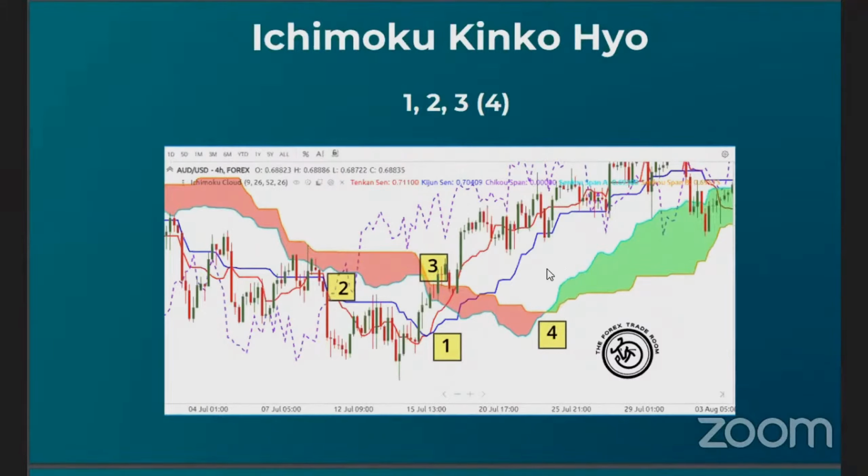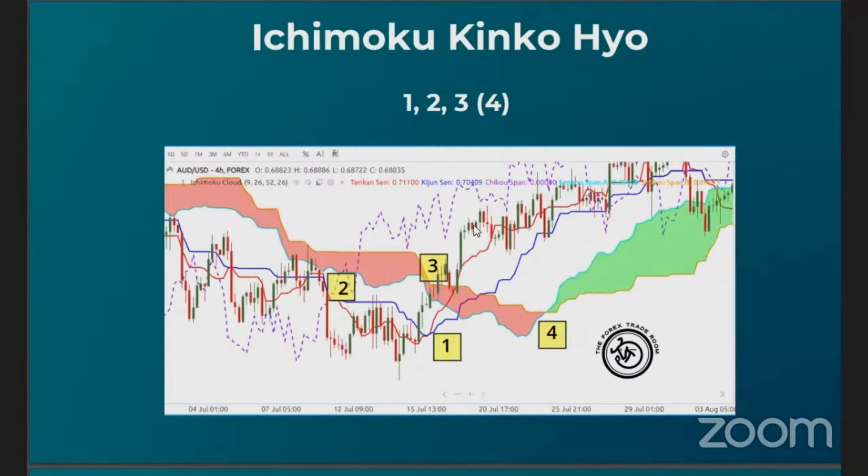Now a 5th thing, if you want extra confirmation, is you want to also wait for this lagging span, your Chikou span, to break through the cloud as well and close out on the other side. But what I've noticed over my years and my experience with the cloud is typically by the time your Chikou span crosses over, because it's lagging 26 periods behind, price may have taken off.